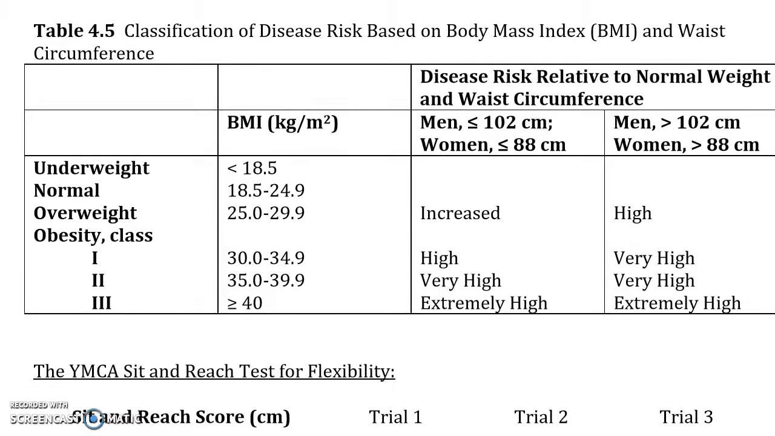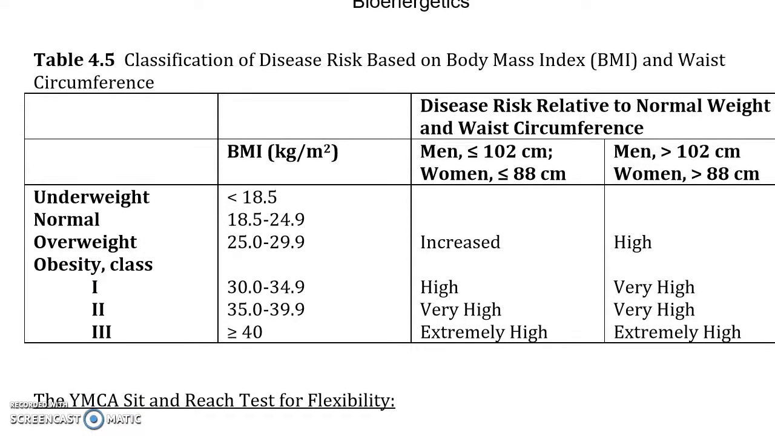Here are some guidelines for classification into underweight, normal weight, overweight, and obesity by class 1, 2, and 3, with class 3 obesity would be morbidly obese. That means it's affecting your health to the point where it's really shortening your life.